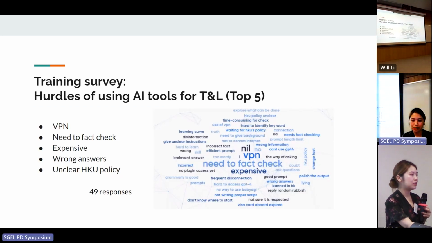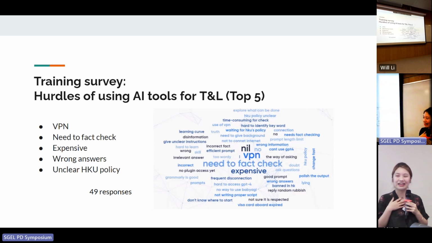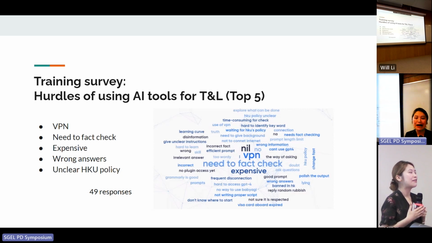And then we also asked about the hurdles, and here are the top 5 answers from the 49 responses. The first thing is VPN, because we all know that we are not able to use ChatGPT. But as a Hong Kong U staff, I'm so lucky because we have the Hong Kong U access for that. And then need to fact check, and it's expensive. It's okay, Hong Kong U could pay for that. Wrong answers and unclear Hong Kong U policy. Feel sorry about this, but I think we will have good news in the following 2 months.